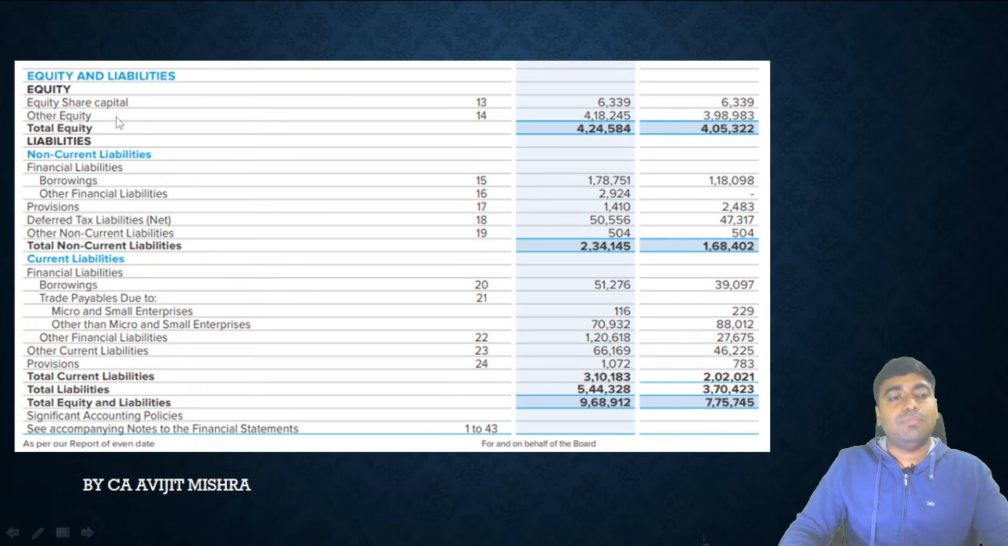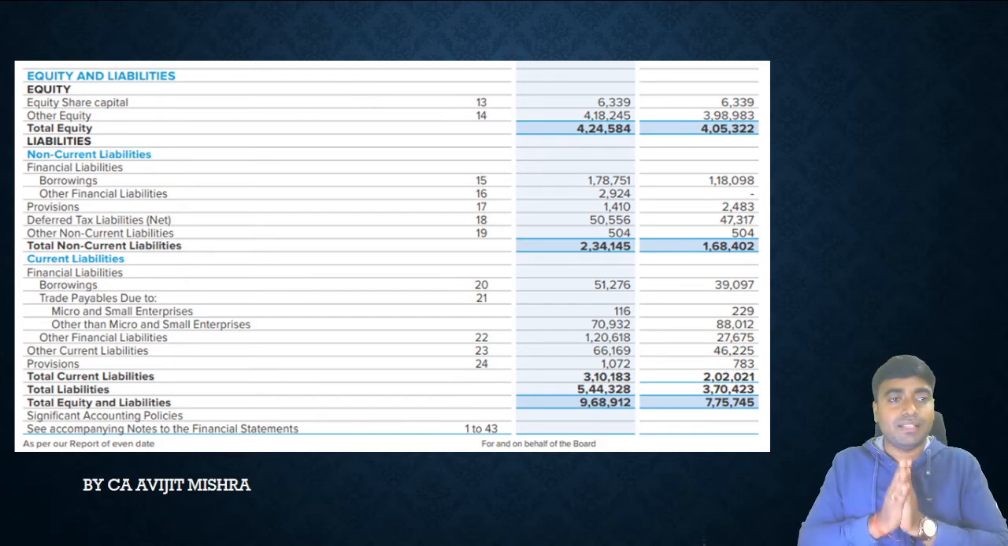So here is a great disclaimer. Remember one thing, again and again I'm repeating, in other equity other things also may come. There are different technical things that may also come. But for the time being, remember that in other equity, only reserve is coming. Reserve means all the accumulated profit is coming.